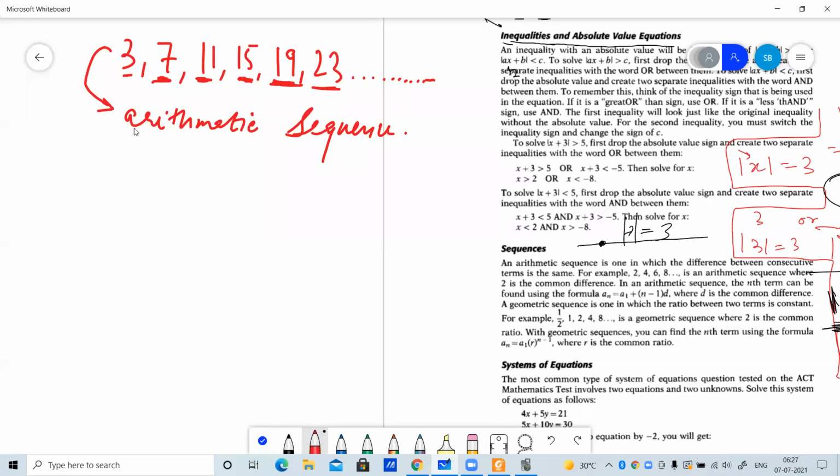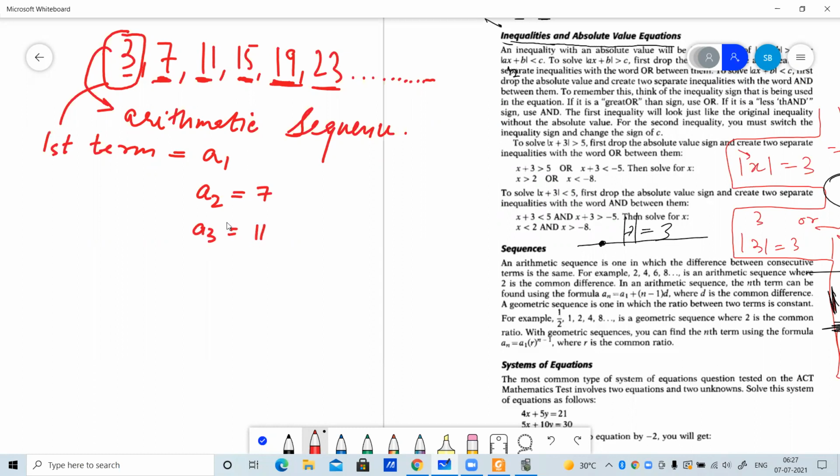In an arithmetic sequence, the first term is obviously called the first term, and it's represented by A, or you can say A1. That means the first term is 3. If I want to say A2, that means the second term is 7. If I want to know A3, that means the third term is 11.